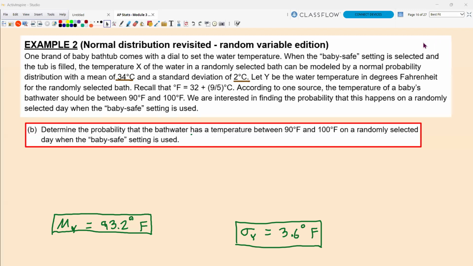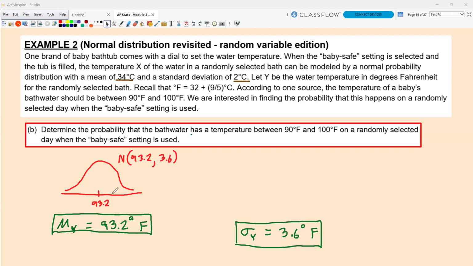Since we started with a normal distribution, multiplying, adding, and subtracting is not going to change the fact that it's a normal distribution because the shape won't change. So we're going to draw a normal curve. We're going to label it N. Remember, your mean's going to go first, so 93.2 degrees and 3.6. Put the mean in the middle.